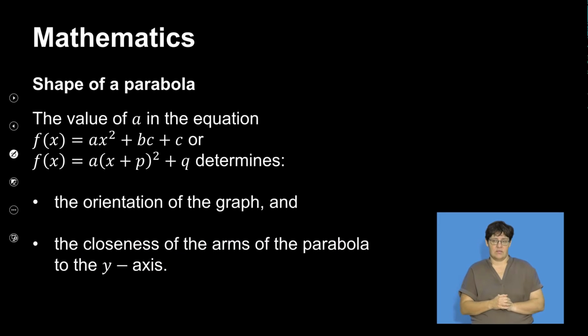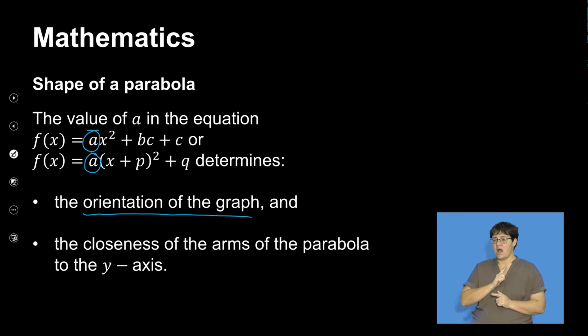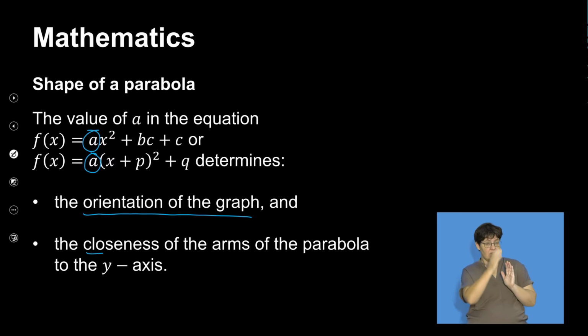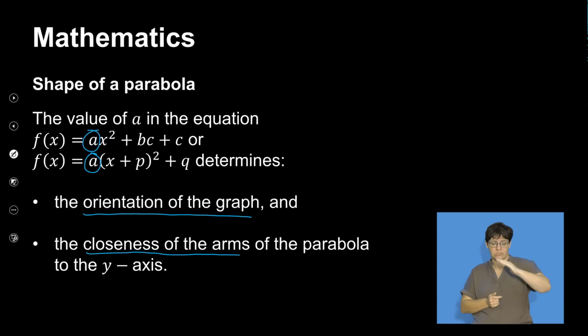Now, the value of a in the equation, because we still need to know what exactly this a tells us. The others are constants, yes. Even a is a constant, but it tells us the orientation of the graph, and it also tells us the closeness of the arms of the parabola to the y-axis.